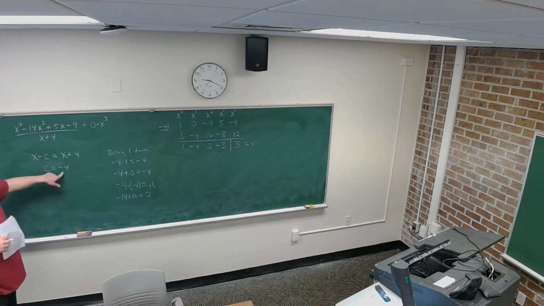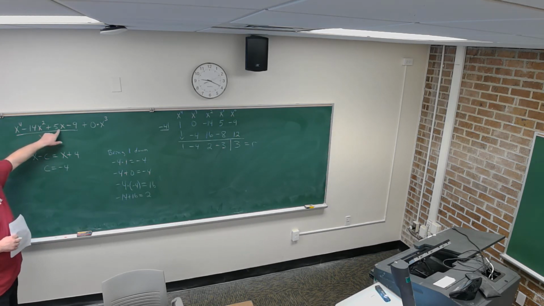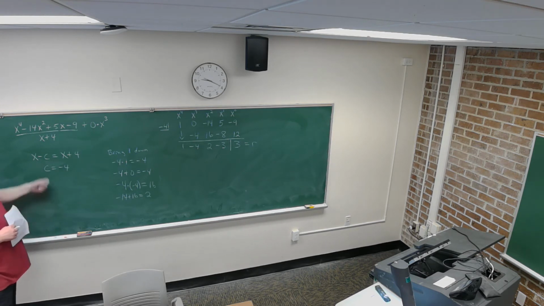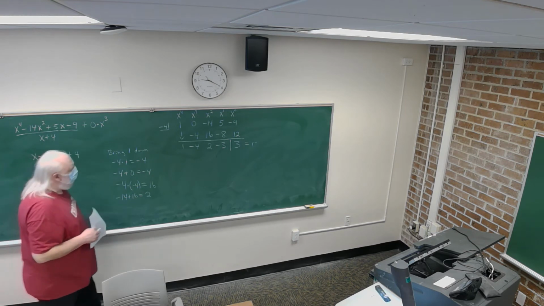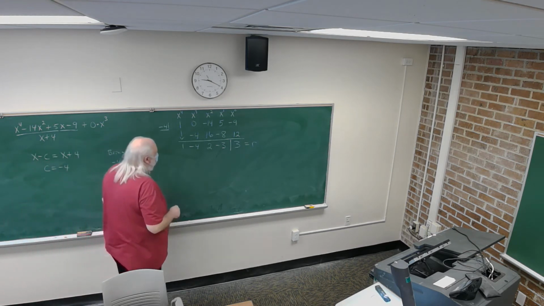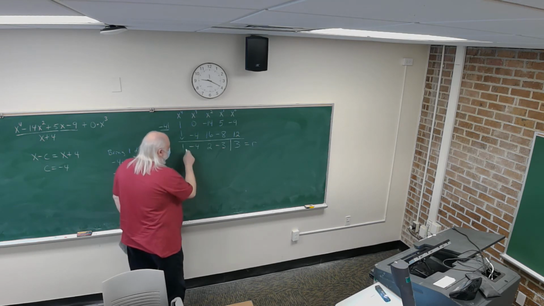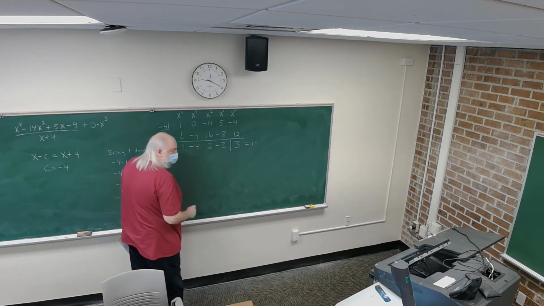C is equal to minus 4. If we had evaluated the numerator at x equals minus 4, the value of the numerator would equal 3, which from the remainder theorem tells us what the remainder is when we divide this by x plus 4. Okay. All right. So to find the quotient, these are the coefficients for the quotient.